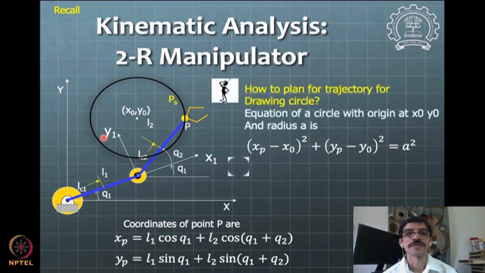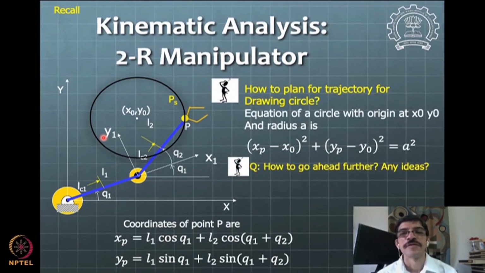So the circle equation will be given, then how do you plan the further steps? Think about this issue: I want my velocity along the circle to be 10 mm per second. How can I plan such a trajectory? Also think about whether this is the right choice of coordinate system for the planning or not. So I will stop here. We'll take this up again in the discussion class part if needed.